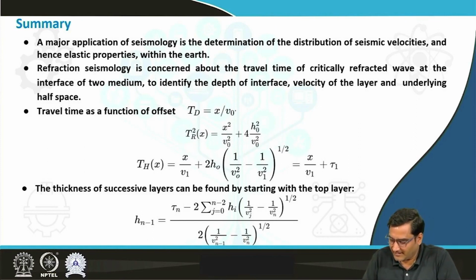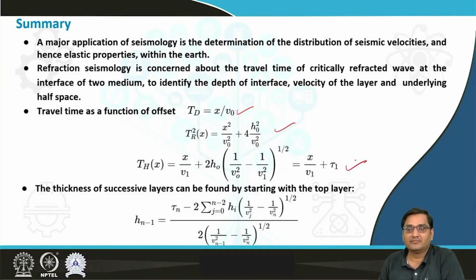The travel time of the direct wave is x upon v0, that is offset divided by the velocity of the top layer. The travel time of the reflected wave can be calculated using this expression, and for the head wave the expression written here can be used. The thickness of successive layers can be found by starting with the top layer using the expressions we have seen in equations 1 and 2. Either equation 1 can be used, that is the intercept time equation, or equation 2, that is the crossover distance formula. That is all for today.